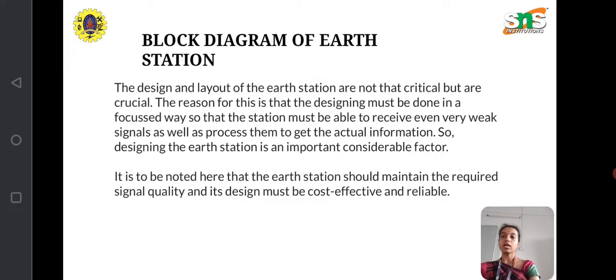Here is the explanation. The design and the layout of the Earth station are not just critical but crucial. The reason is that the design must be done with focus so that the station is able to receive even very weak signals as well as process them to get the actual information. So, designing the Earth station is the most important factor. It is to be noted that the Earth station should maintain the required signal quality and the design must be cost effective and reliable.